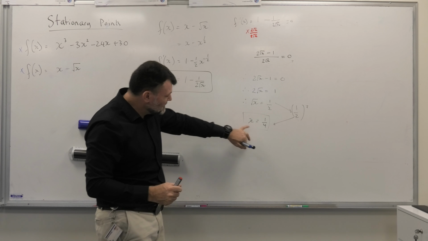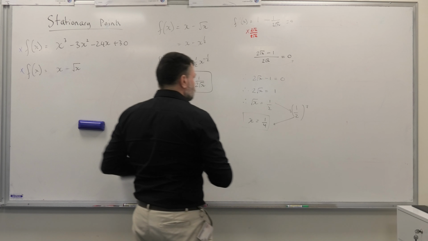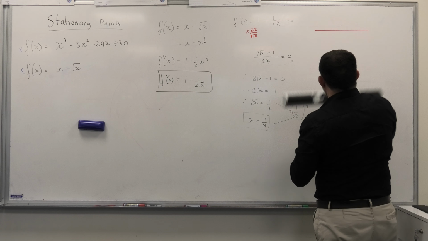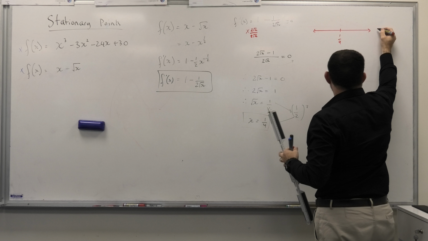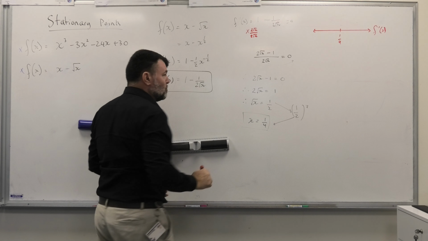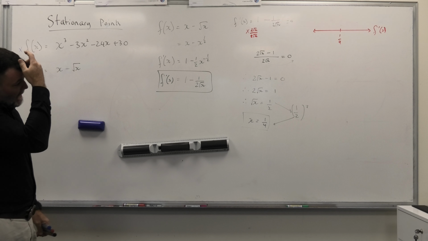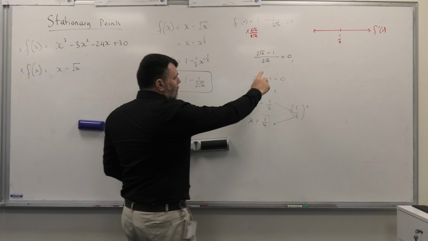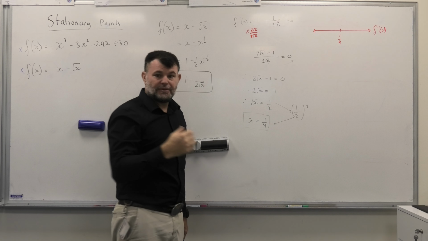I now need to check, well, is this going to give me a minimum or a maximum? So we bring into play our stationary sign graph. I know I've got 1/4 here. So again, I'm going to be choosing a number that's less than 1/4. We can say let's choose a 0, and a number that's greater than 1/4. However, I noticed something in here. I noticed that if I plug a 0 in here, I'm going to get an undefined function.